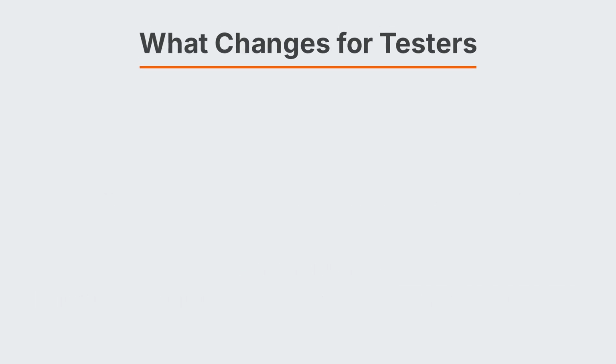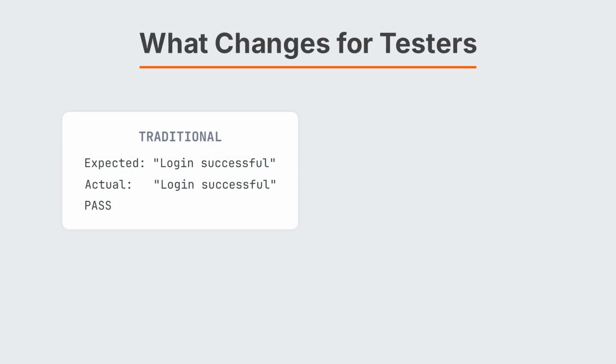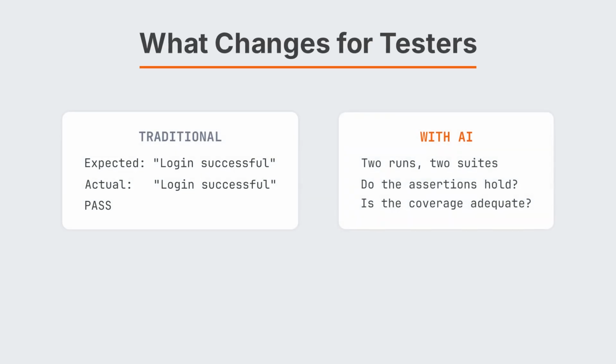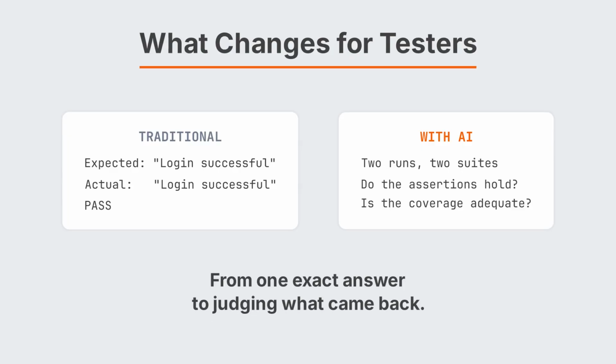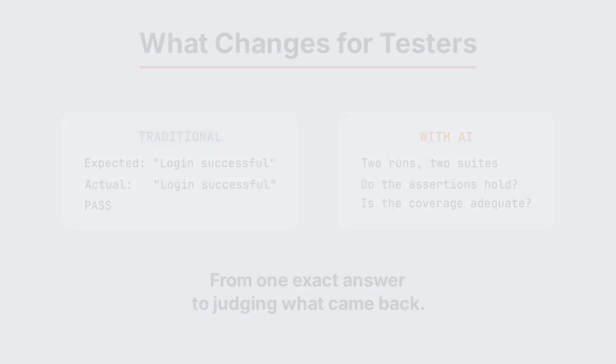This breaks a habit testers rely on. We're used to comparing an actual result against one exact expected value. AI output does not work that way. Ask it twice and you can get two different test suites, both perfectly reasonable. So the skill shifts from checking one exact answer to judging whether what came back is good enough.